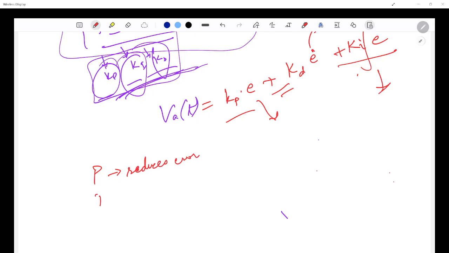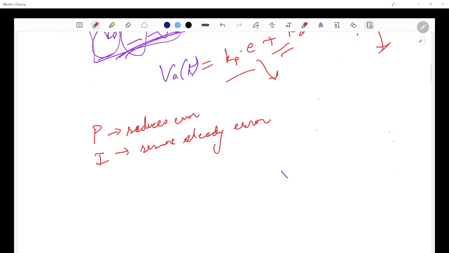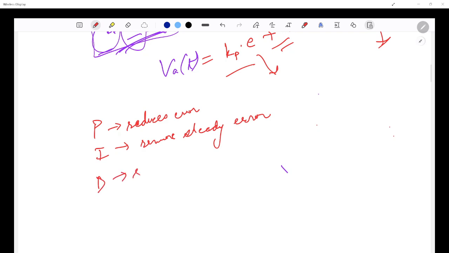So basically in a PID controller, P reduces the error, I removes steady state error, and D reduces the oscillation. So when you apply the controller and you find any of these things happening, you will understand which constant you need to tune. So PD basically controls the dynamics of the system, PI removes the steady state error, and PID does both of them.